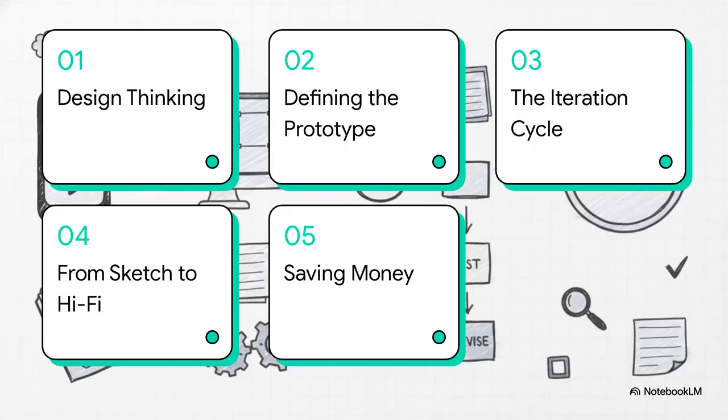Our roadmap for today covers 5 key stops. We'll start with a welcome to design thinking, move into defining the prototype, explore the iteration cycle, trace the journey from sketch to hi-fi, and finally, break down exactly why prototyping saves money.